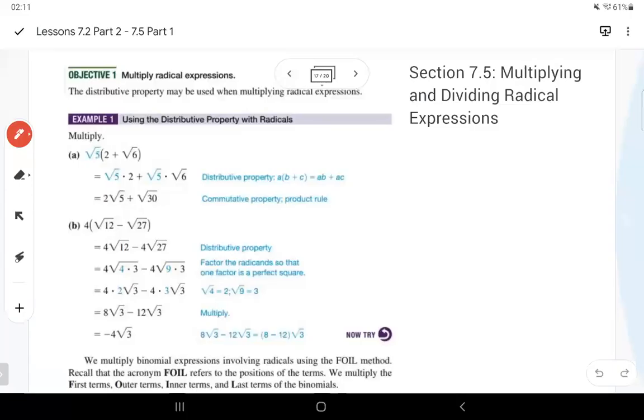Okay, so this is section multiplying and dividing radical expressions. We're going to work with 4 different objectives: multiplying radical expressions, rationalizing denominators with one radical term, rationalizing denominators with binomials involving radicals, and writing radical expressions in lowest terms.